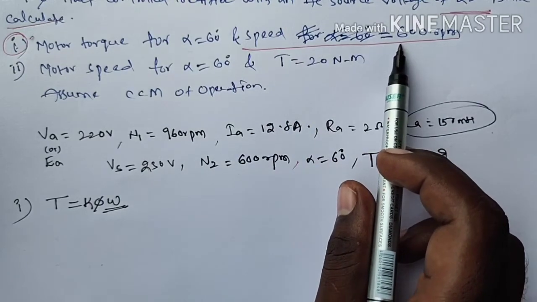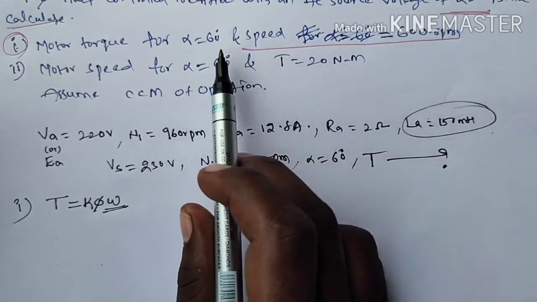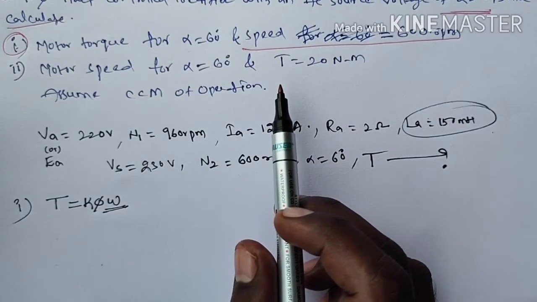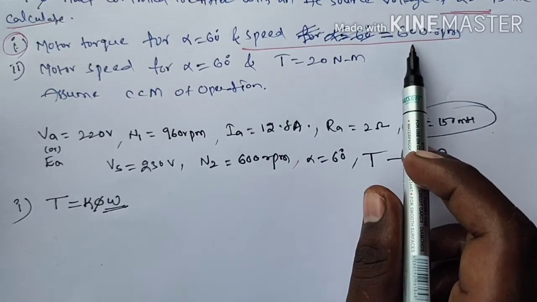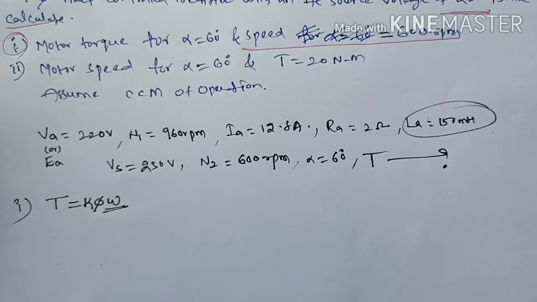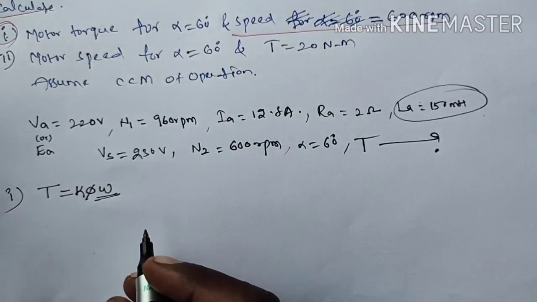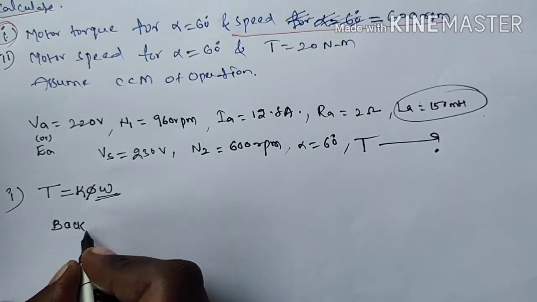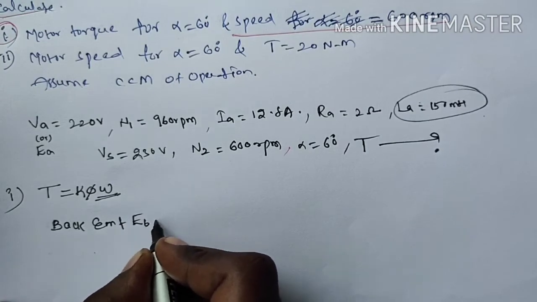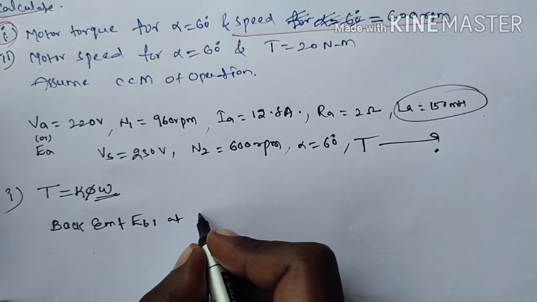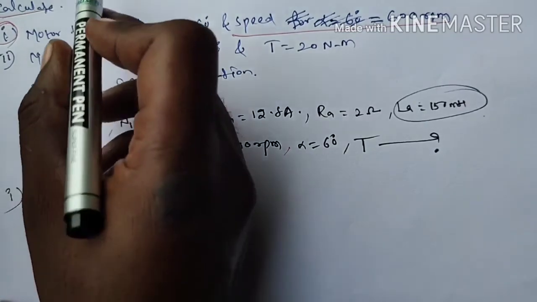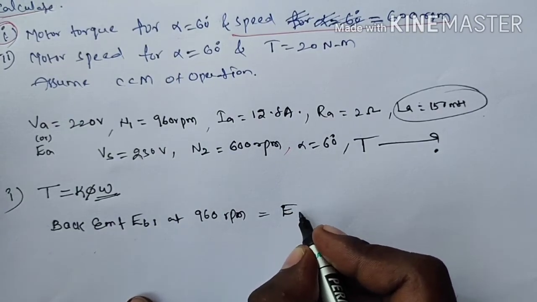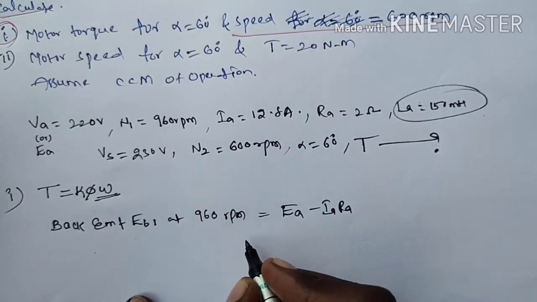Okay, how to calculate the back EMF? If you want the back EMF value, first you have to calculate the EA value. EA value means the output voltage of the converter. From that you will get the back EMF at 600 rpm. Okay, let us look into the problem now. First of all, I am calculating the back EMF EB1 at 960 rpm. That value is EB1 is equal to EA minus IA into RA.